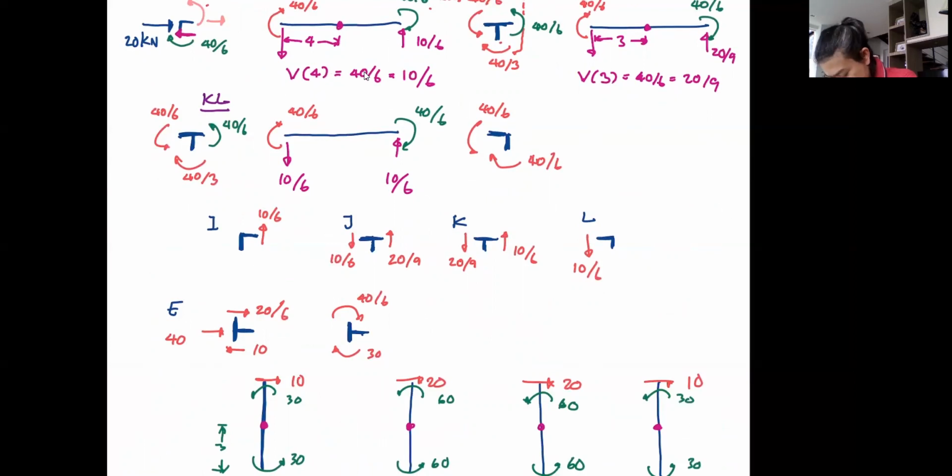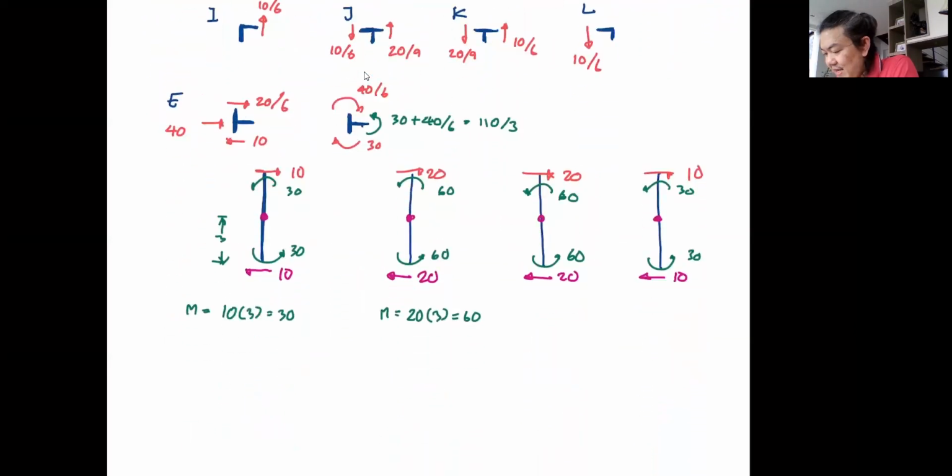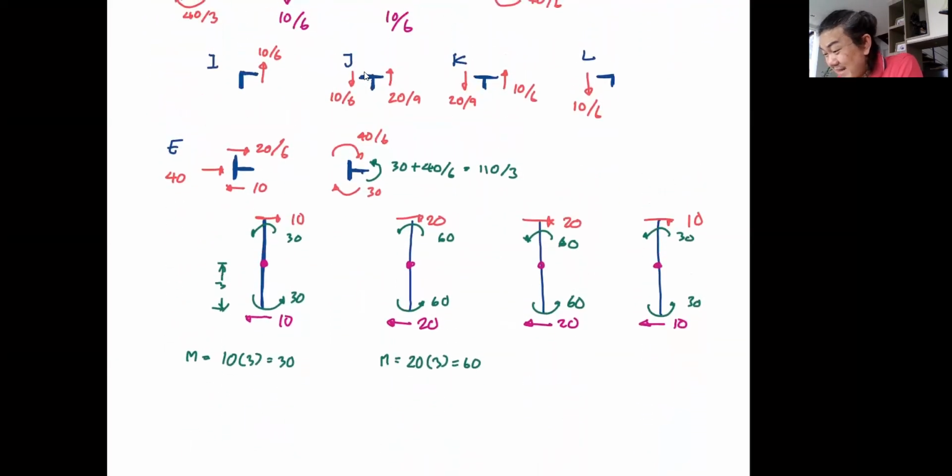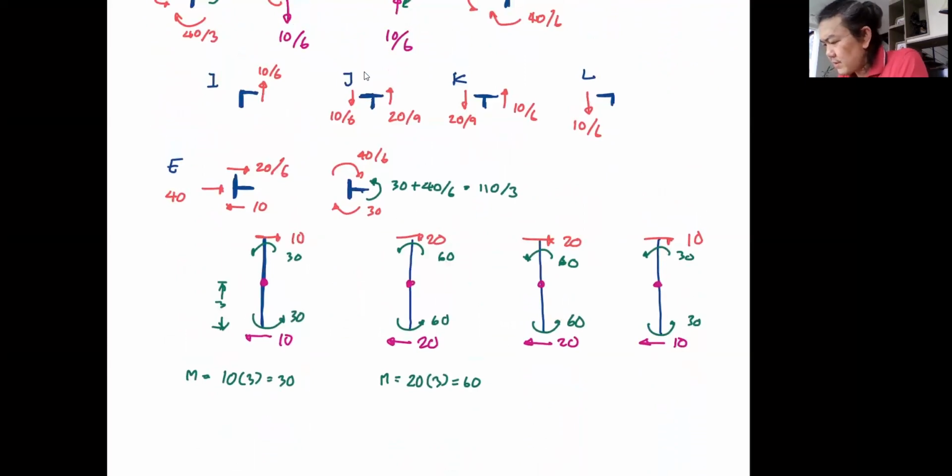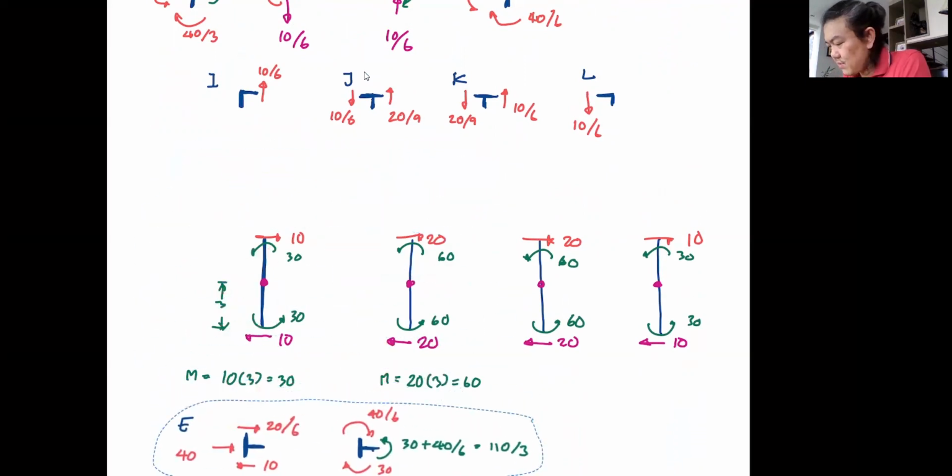Which is equal to 30 plus 40/6 or 20/3. So it becomes 110/3. That's the moment in the opposite direction. Okay. So now you have this moment. Maybe it is better for me to move the joint downward so that we can use this to calculate the beam element. Is it better to do this?